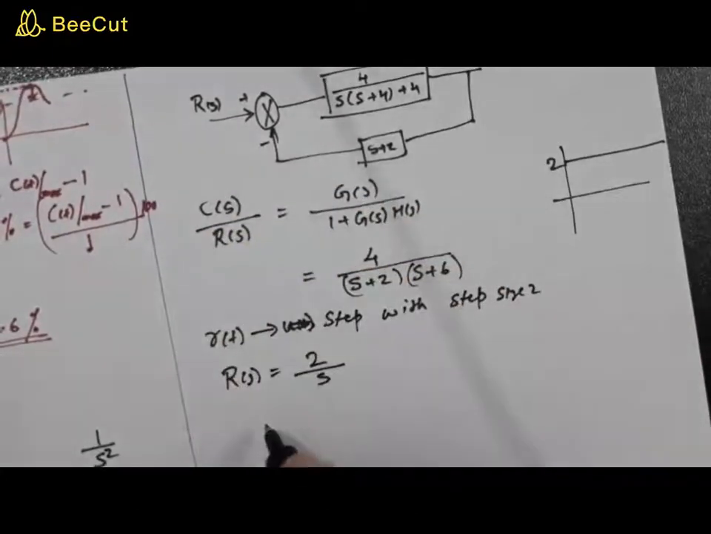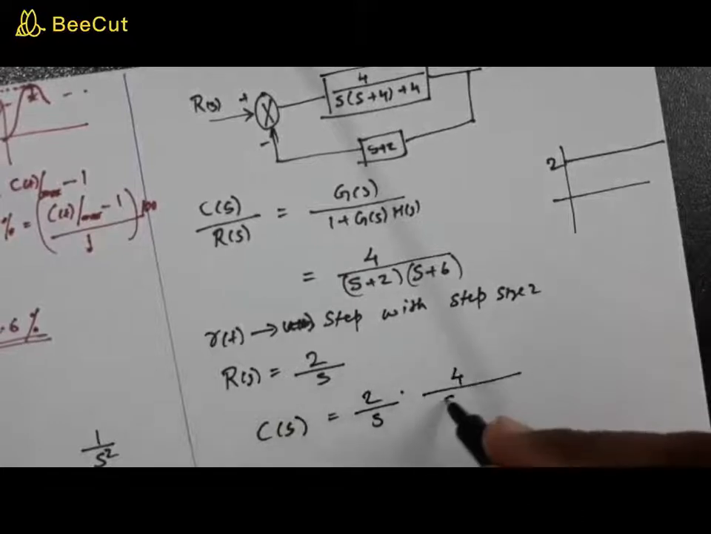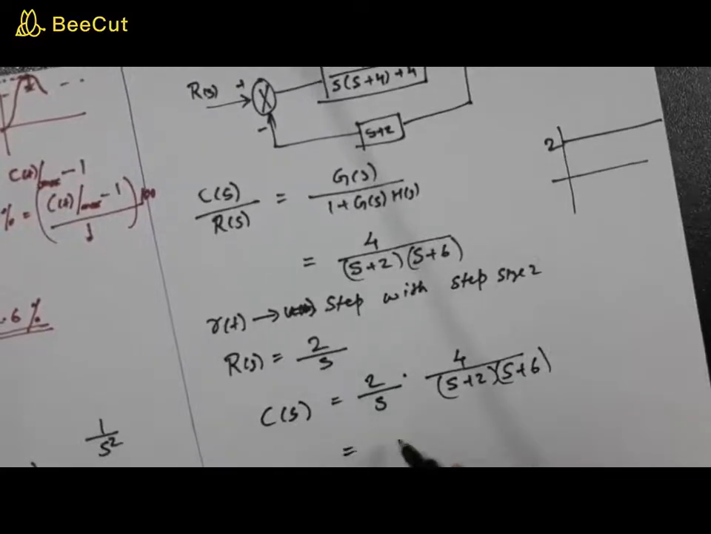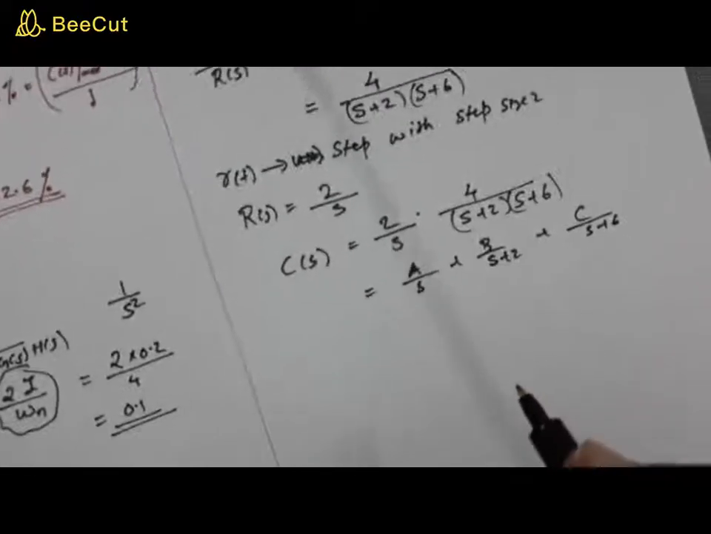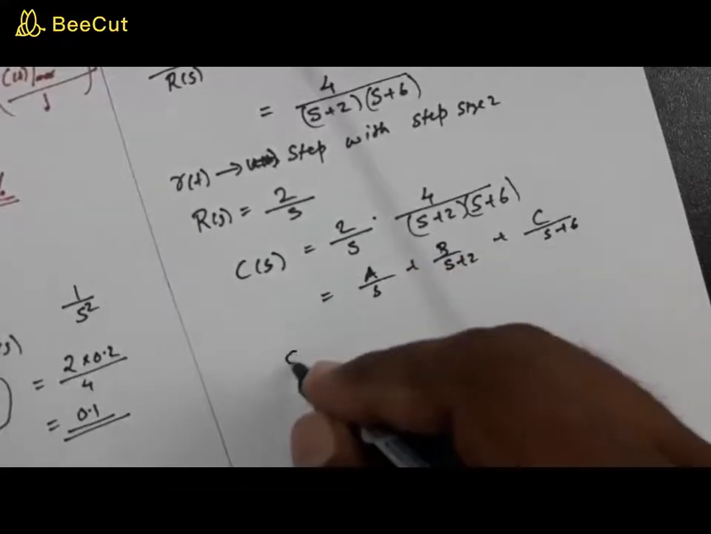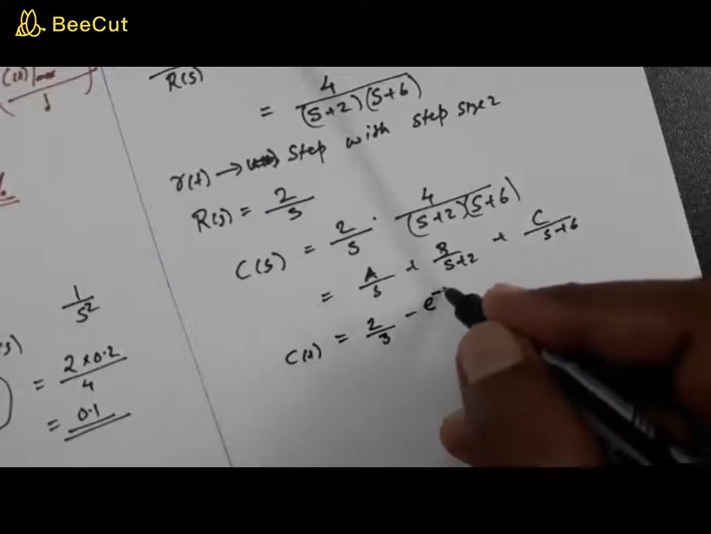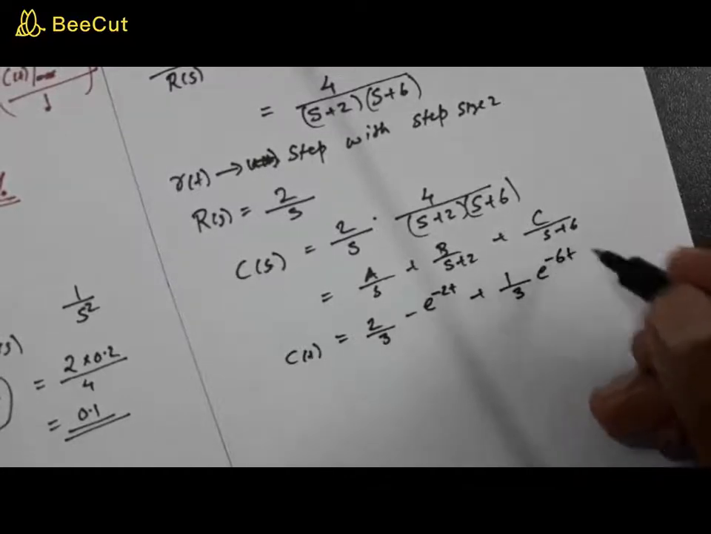Substituting this in the equation, you will get C of s is equal to 2 by s into 4 divided by s plus 2 into s plus 6. Now the thing is very simple. You can convert this as a by s plus b by s plus 2 plus c by s plus 6, so you can do partial fraction resolving. After that, you will get c of t to be 2 by 3 minus e raised to minus 2t plus 1 by 3 e raised to minus 6t. So this is the answer.